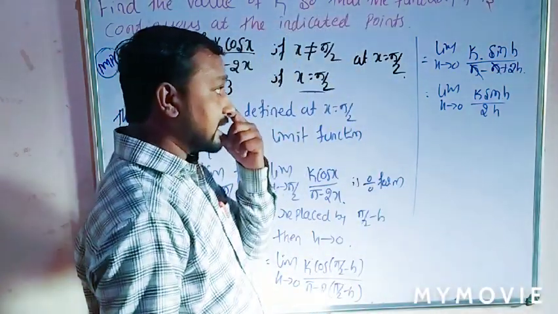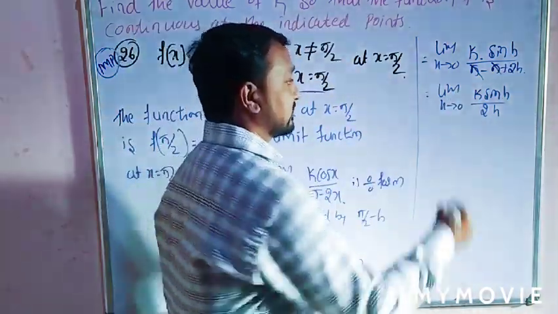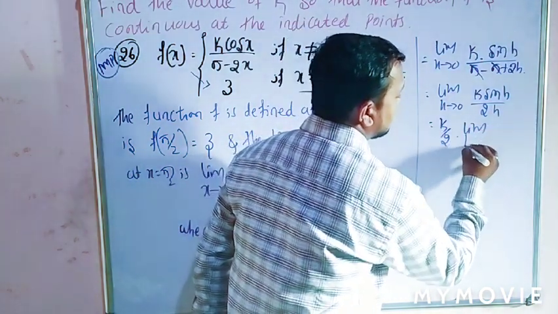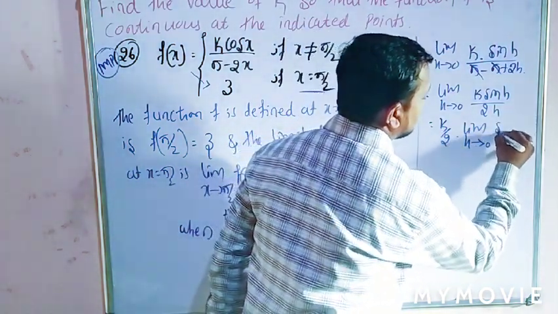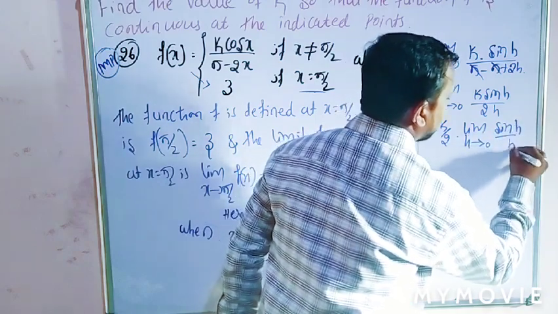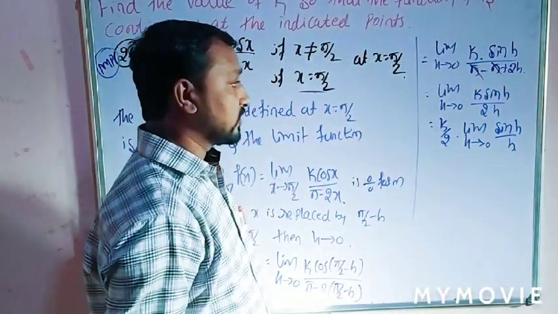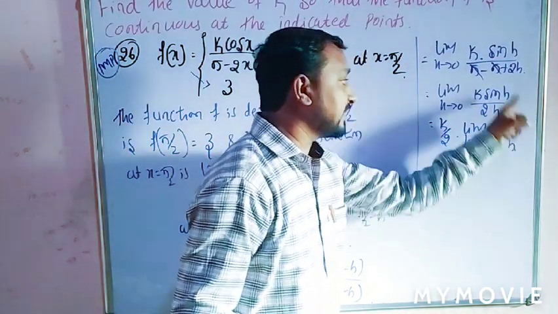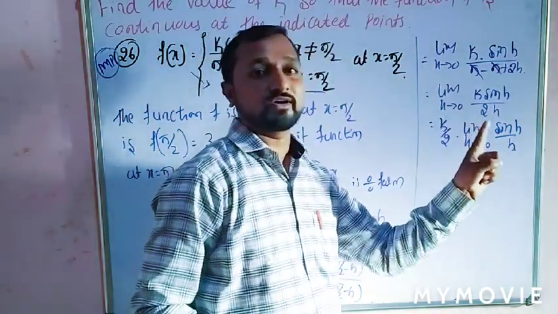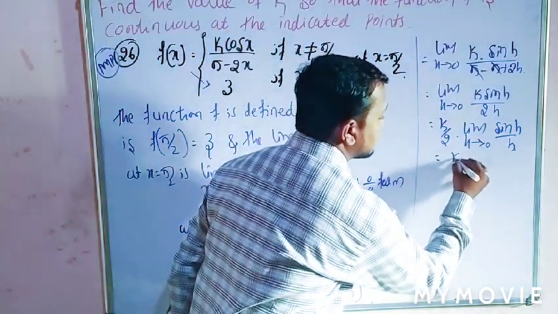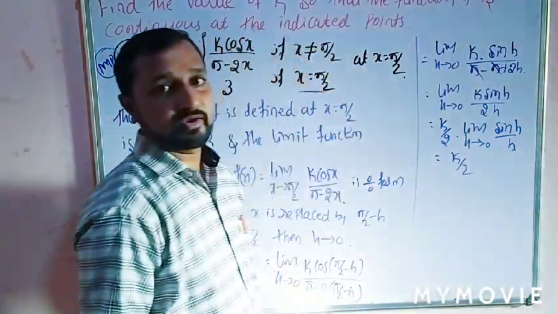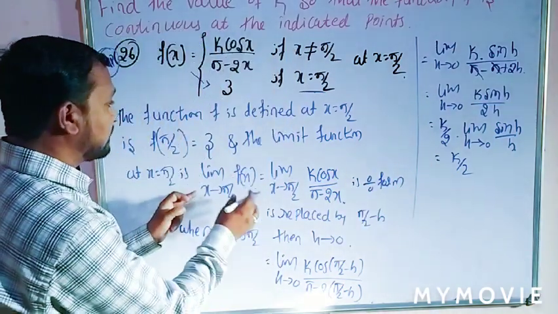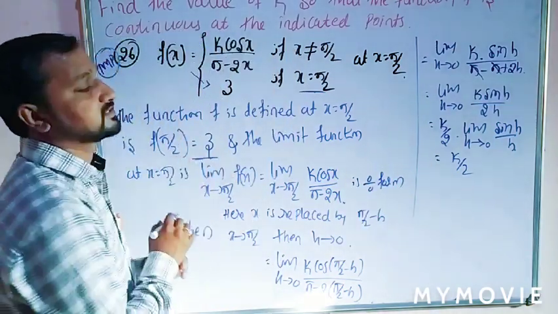Is that clear? Here take k by 2 as a common term. Then the remaining term is the limit of h tends to 0 of sin h divided by h. Already we know that the standard value of the limit of h tends to 0 of sin h divided by h is 1. That is a standard formula. The remaining answer is k divided by 2. This is our limit function. This is our constant function.